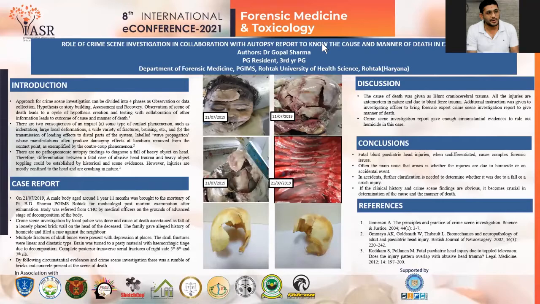Additional instruction was given to the investigation officer to bring the forensic expert crime scene investigation report to give manner of death. The crime scene investigation report gave enough circumstantial evidences to rule out the homicide in this case.